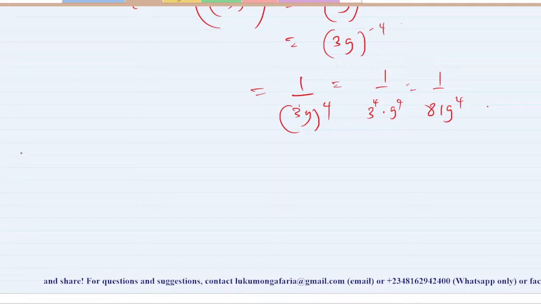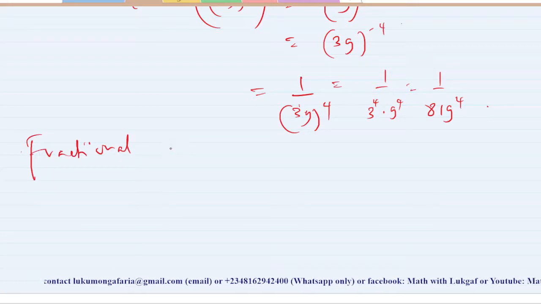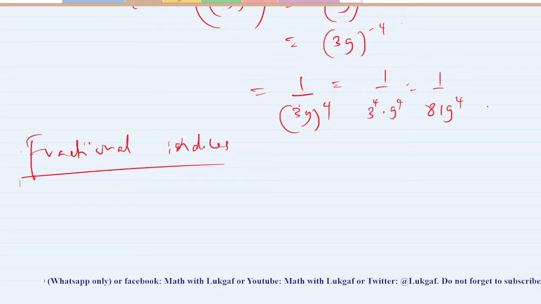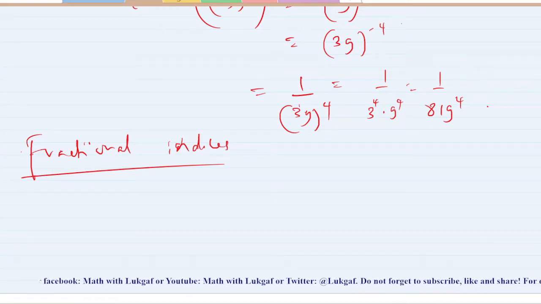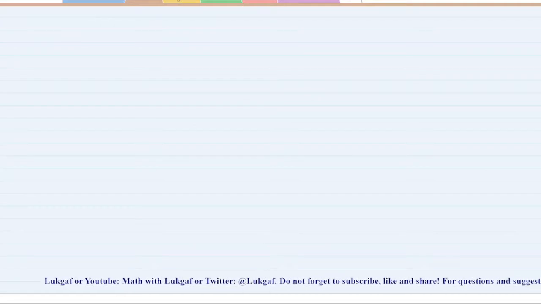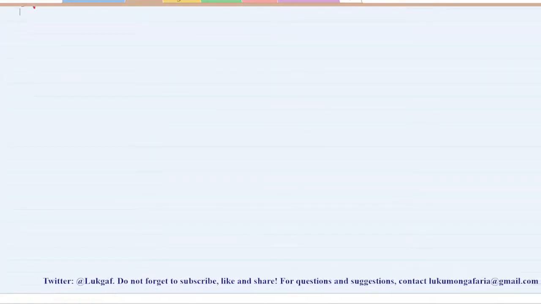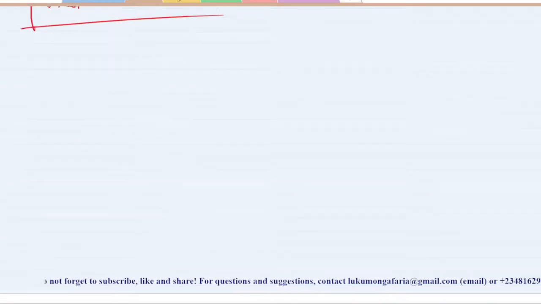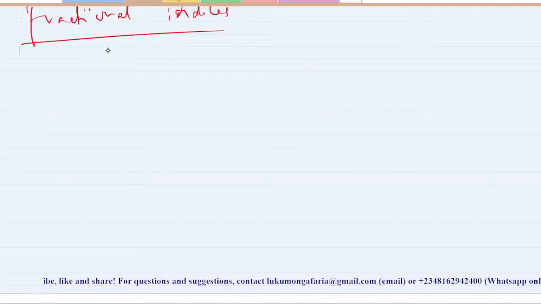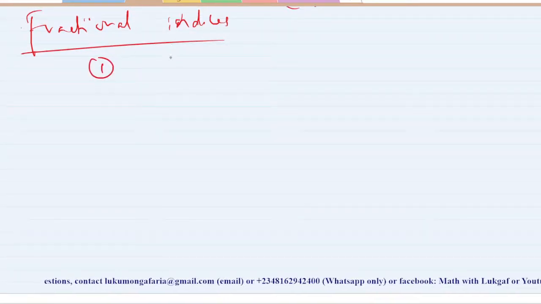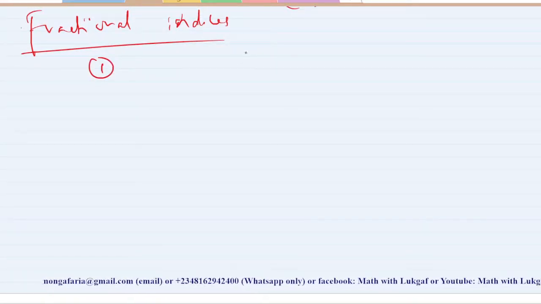So let me go to another rule. So that's fractional indices. We've been doing something in terms of positive and negative. What if you have fractional indices? For example, if I have 36 raised power half multiplied by 36 raised power half.